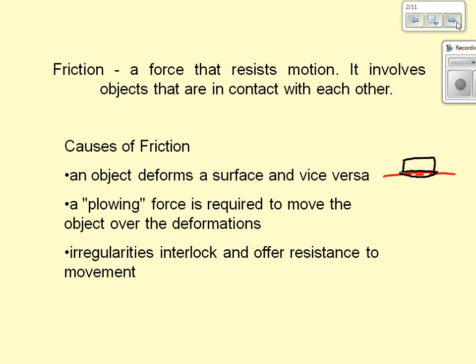A plowing force is required to move the object over these deformations. Irregularities interlock and offer resistance to movement. We all know that things are not perfectly smooth. Okay, so like a tabletop might have all these little bumps on it, as does whatever slides across it, right? So the little bumps sort of interlock. If you think about sandpaper, when you're sanding wood, your sandpaper is obviously very rough, has lots of humps and bumps, and it smooths off the wood. It actually removes part of the wood, right? And that's where you get the heat too.